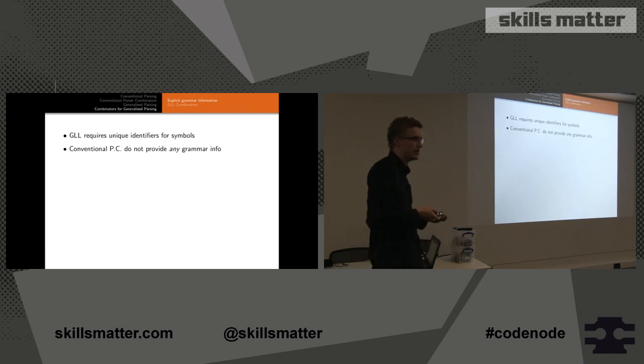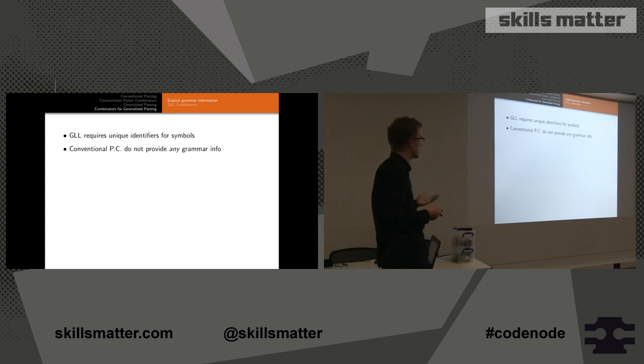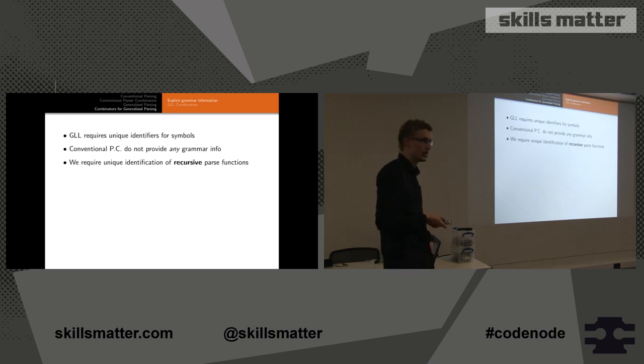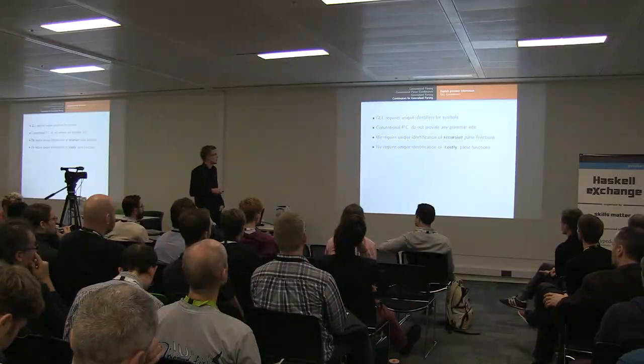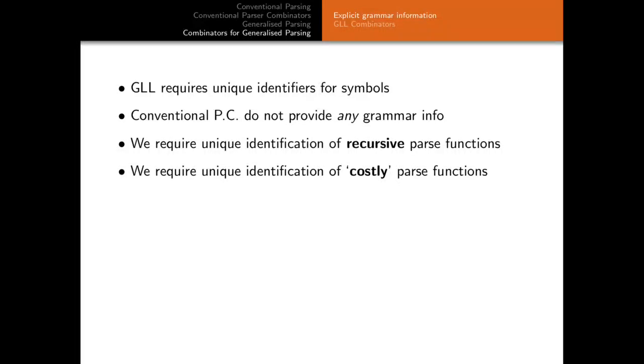So we need some kind of grammar information that the conventional parser combinators that I showed earlier do not provide, because there the point was, let's forget about symbols, let's forget about productions, let's just focus on parse functions. So this is information that we don't have. What is the absolute minimum information that we need? My conclusion is that we need to identify recursive parse functions in order to avoid the left recursion problem. We also need to identify costly parse functions, which are the ones that you expect will be executed multiple times with the same arguments. So for these kinds of functions we want to apply this minimization procedure that I explained.